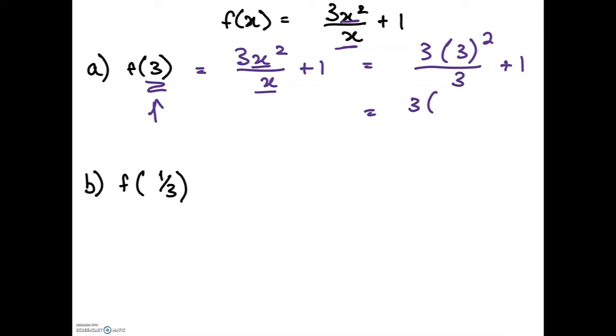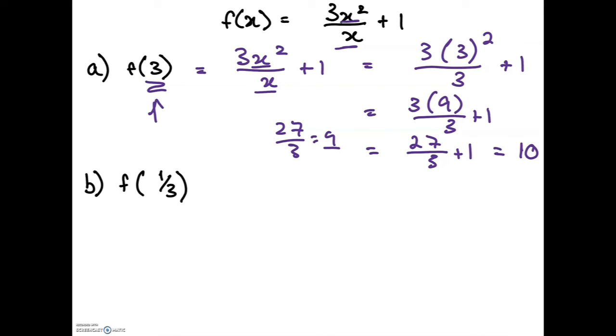So 3 times 3 squared is basically 9 over 3 plus 1. 9 times 3 is 27 over 3 plus 1. 27 over 3 is equal to 9, so 9 plus 1 is equal to 10. So your final answer is just 10. Now let's do the next equation. The next one is f of 1/3. They're just telling us to substitute 1/3 into the equation.